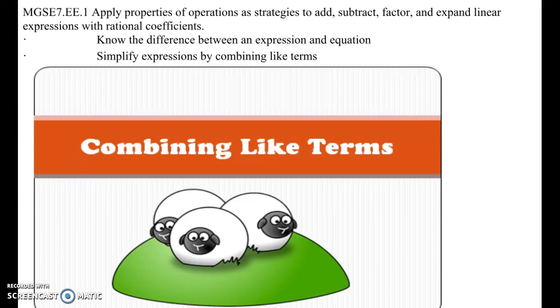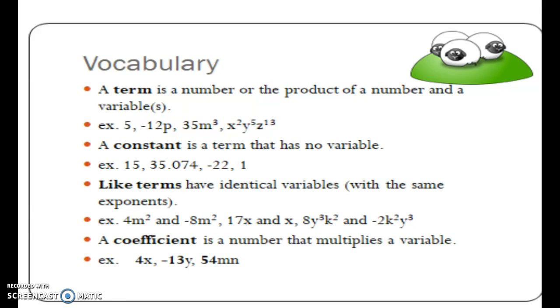Okay, this lesson is going to cover our standard EE.1. It's apply properties of operations as strategies to add, subtract, factor, expand linear expressions with rational coefficients. So your objectives are going to be know the difference between an expression and equation and simplify expressions by combining like terms. So we're going to talk about combining like terms first.